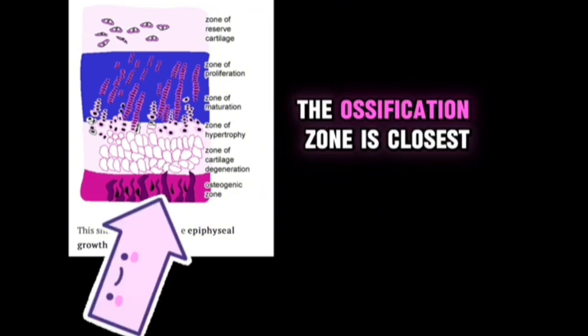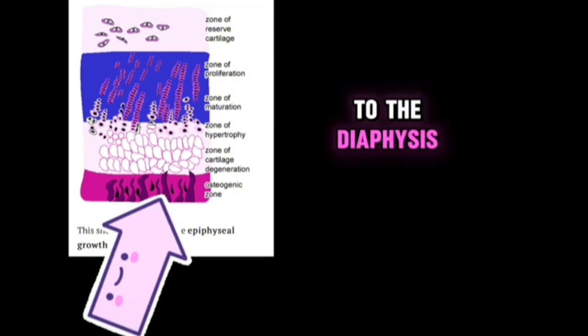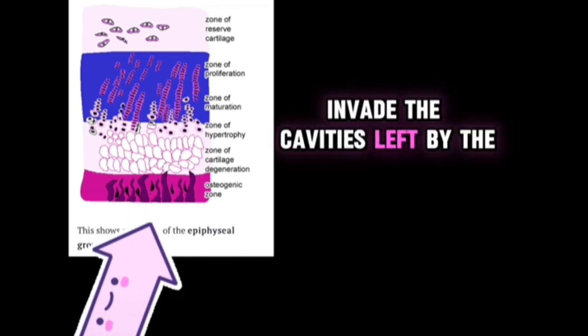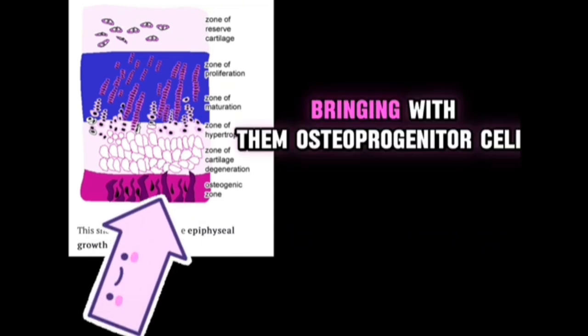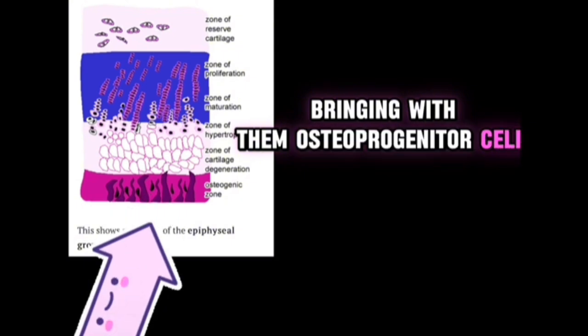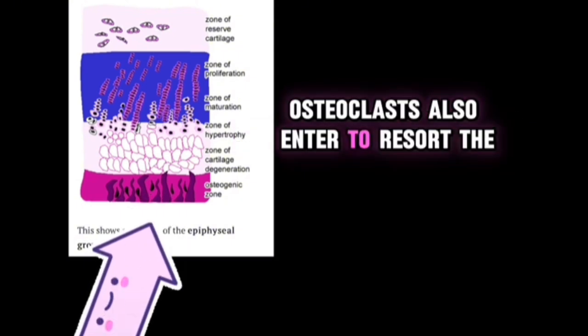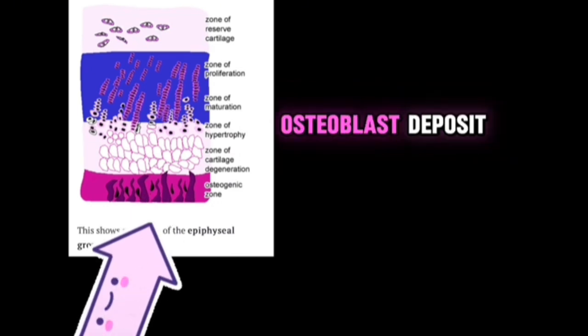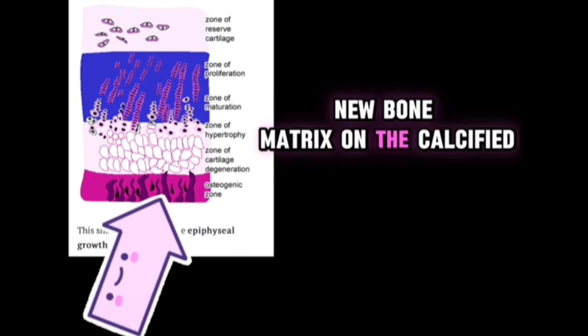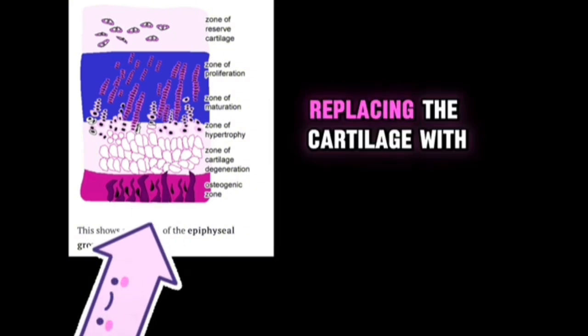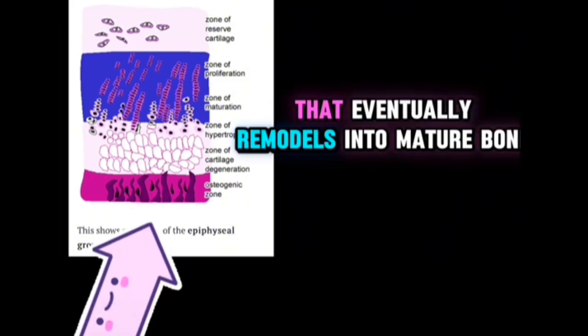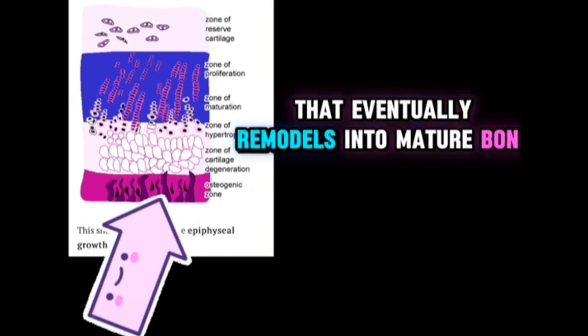The ossification zone is closest to the diaphysis, below the calcification zone. Here, blood vessels from the periosteum invade the cavities left by the dead chondrocytes, bringing with them osteoprogenitor cells that differentiate into osteoblasts. Osteoclasts also enter to resorb the calcified cartilage. Osteoblasts deposit new bone matrix on the calcified cartilage remnants, replacing the cartilage with bone tissue. This results in the formation of spongy bone that eventually remodels into mature bone.